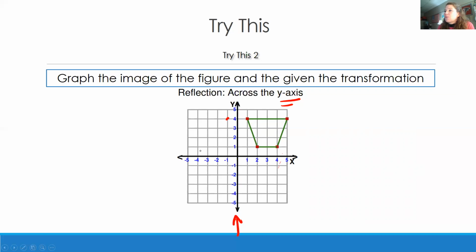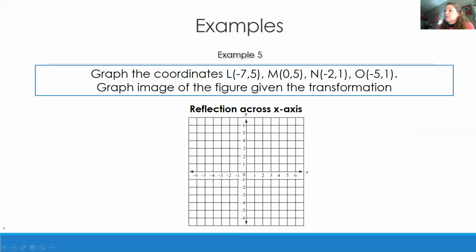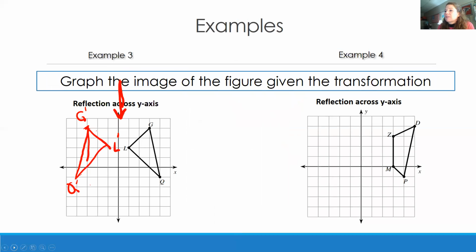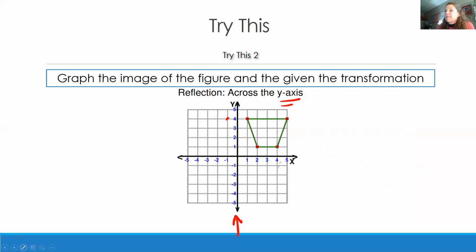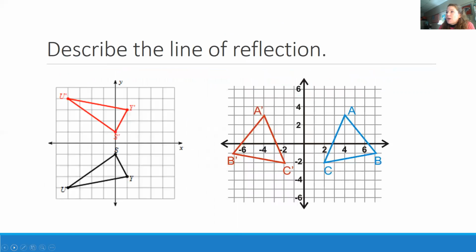And then this is 4 and 4. All right, so we're going to have this congruent figure when we're done. Make sure you realize they are congruent. All right, so that's reflection.